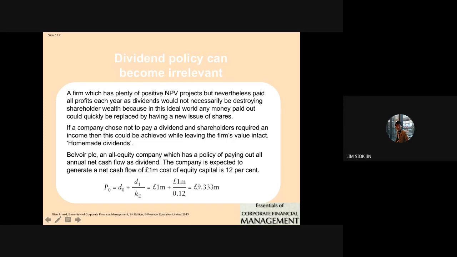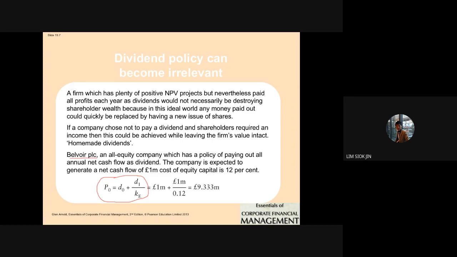You see here, this is the formula. There is additional information here. Belvoy PLC, this company, is an all-equity company, meaning they have no debt financing. So all the money belongs to the owner, because they don't have borrowing, so they don't need to repay their debt. An all-equity company which has a policy of paying out all cash flow as dividend. The company is expected to generate net cash flow of 1 million, and the cost of equity is 12%.